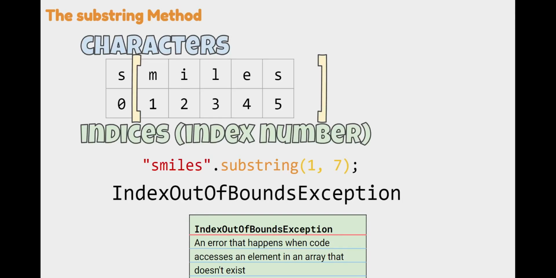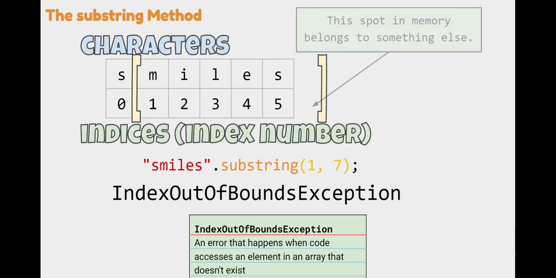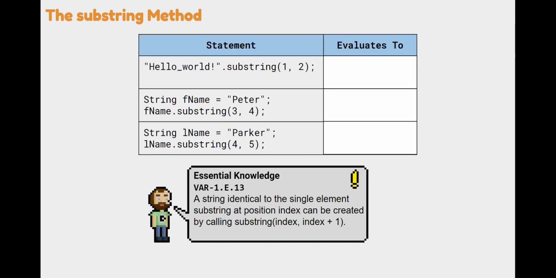An index out of bounds exception is an error that happens when code accesses an element in an array that doesn't exist. That means this spot in memory does not belong to this string. It belongs to something else. It might belong to another piece of data that we put in memory. It might belong to another piece of data that a different program put into memory, or it might just be a spot in memory that nobody is using. Either way, we cannot access it with this string.